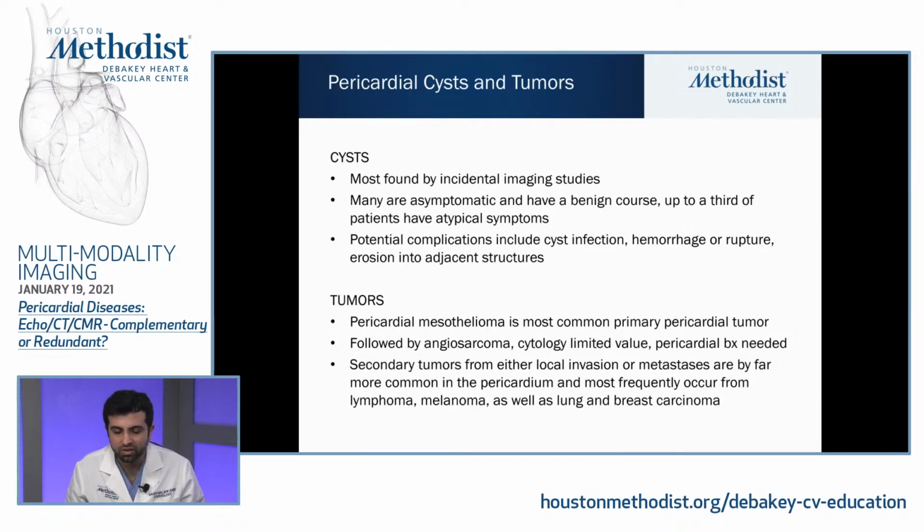Pericardial cysts, Dr. Nabi will go through. We find them incidentally. I haven't seen anyone have complications from a pericardial cyst, but you could theoretically have infection, hemorrhage, and rupture. Pericardial tumors would probably be one of the rarest findings you can find on echo, but think of pericardial mesotheliomas. And remember that cytology after you drain a pericardial fluid is very often of limited value.